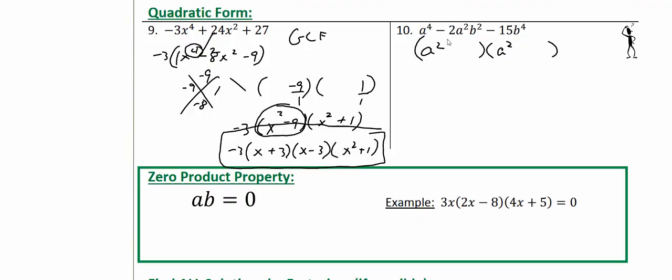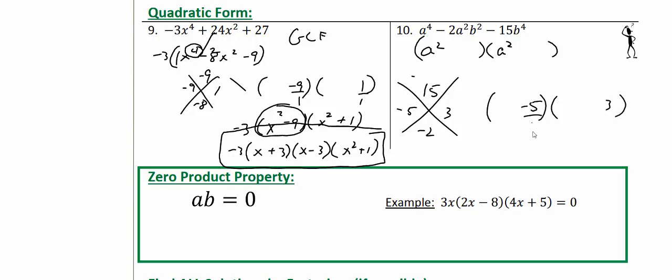This one up here, number 10. Nothing is in common, so that's where I go back to my x. There's no GCF, so I go to my x. I get negative 15, negative 2, negative 5, and positive 3. So it's going to be negative 5 and positive 3.